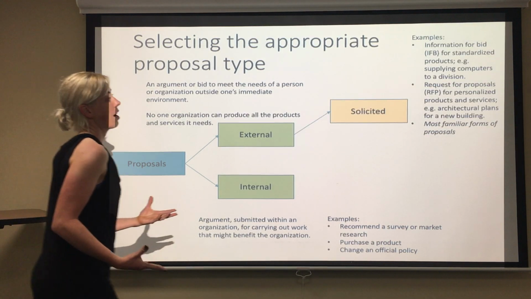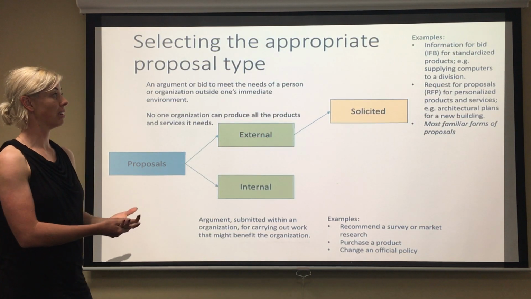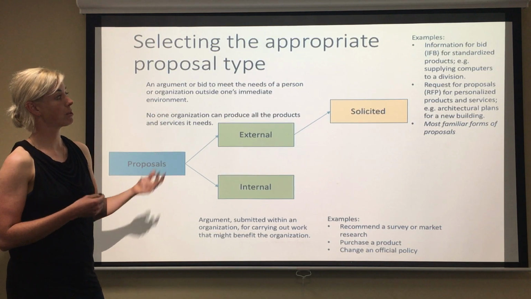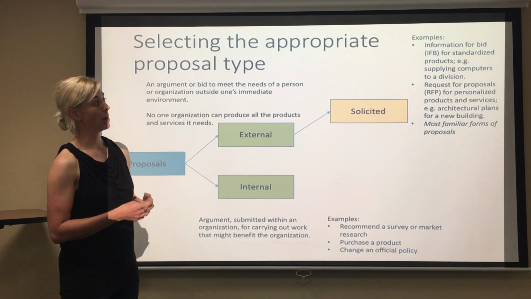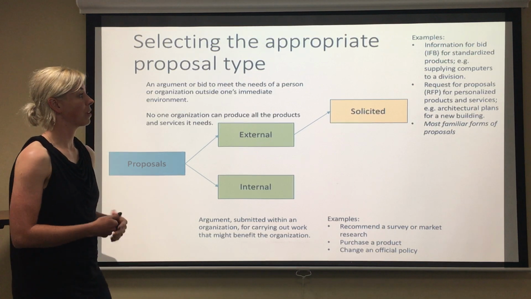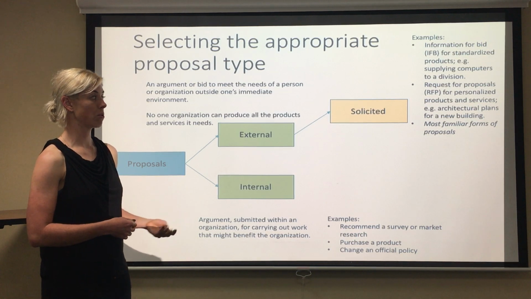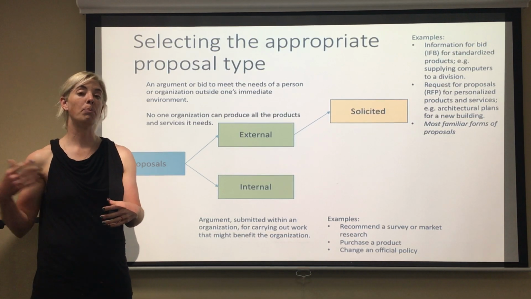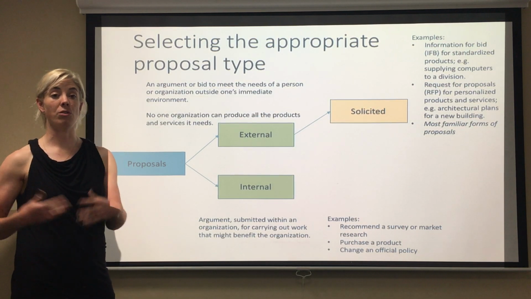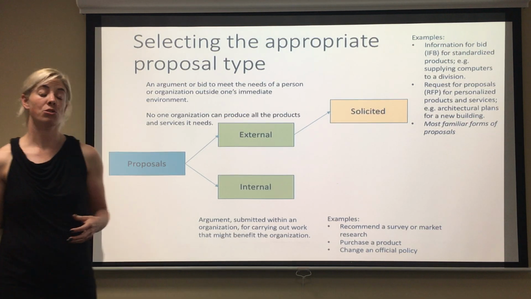And so what I just described is actually a solicited proposal where there's an explicit asking or publishing of the need for a proposal. And these can be in two different forms. First is an information for bid, or an IFB, which is usually used for standard products like the computers that I mentioned. The other that you're probably most familiar with are requests for proposals, or RFPs. And this can be for more personalized products and services. For example, a bridge or other structure, or architectural plans for a new building, or it can be for research.